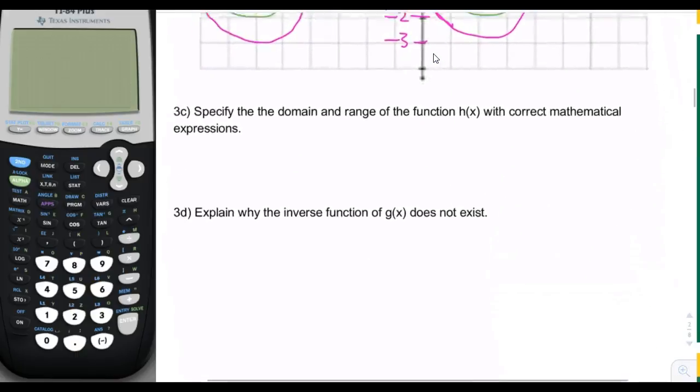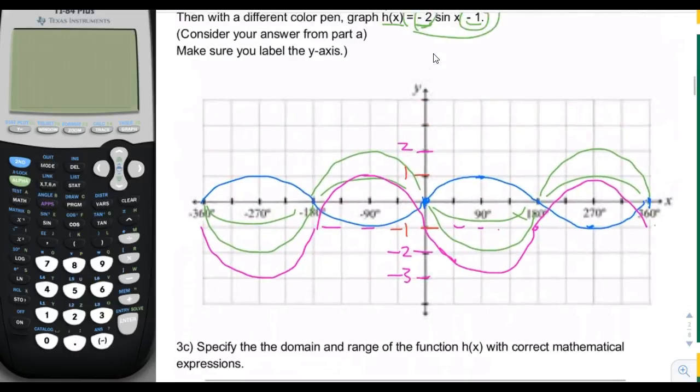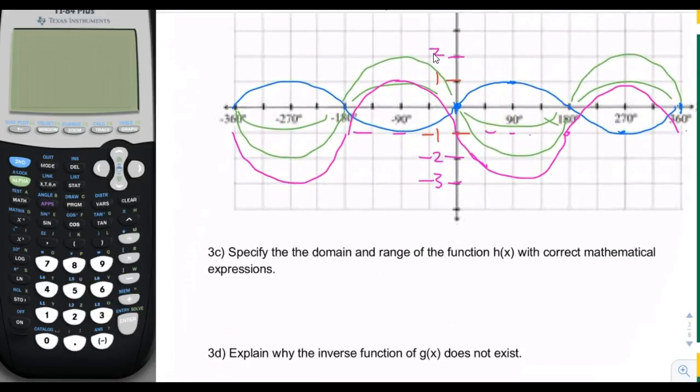Okay, number 3. Specify the domain and the range of the function h of x with correct mathematical expression. So h of x is the pink function. So I'm going to write down that the domain of the pink function of h of x is the possible x values. And basically, with the sine function, unless you restrict it, the domain can be any real number. So the way we would write it is that x is an element of the real number set, or x can be any real number.